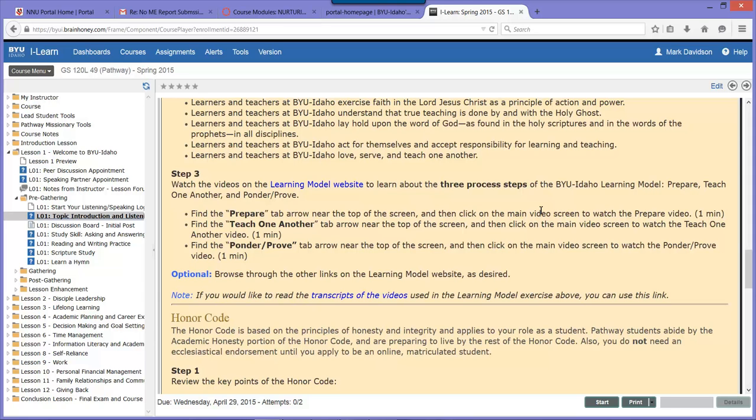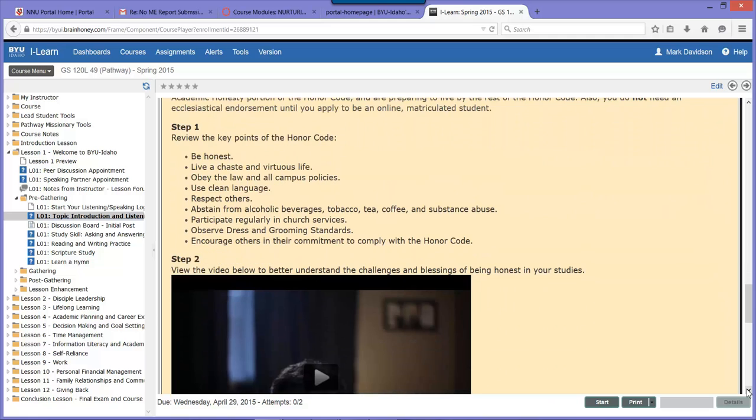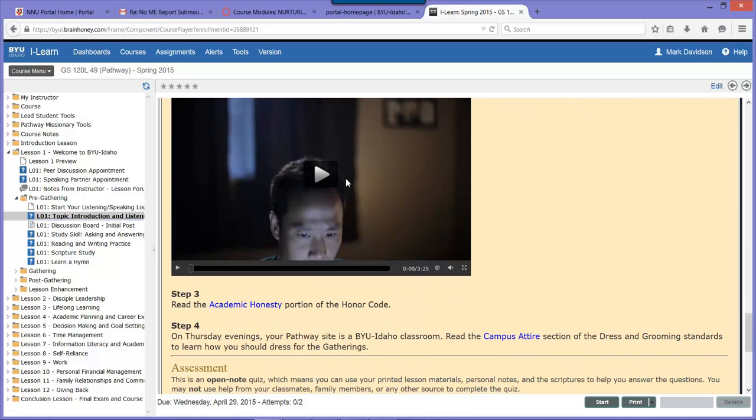When this says teach one another, this includes everybody being a teacher and everybody being a learner. That's kind of at the heart of what the BYU Idaho learning model is. And then of course, your ponder and prove, that's more the assignments and the things that you do to show that you are learning. So again, I just wanted to bring that to your attention because it is very important. And there's some very important information and very helpful information about the honor code on this page as well. A good video to watch right here.